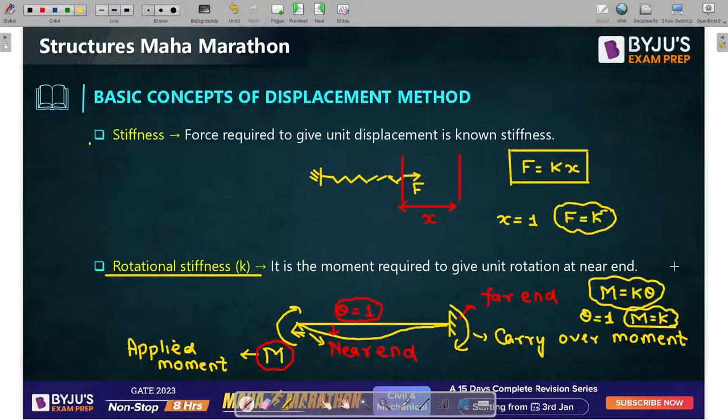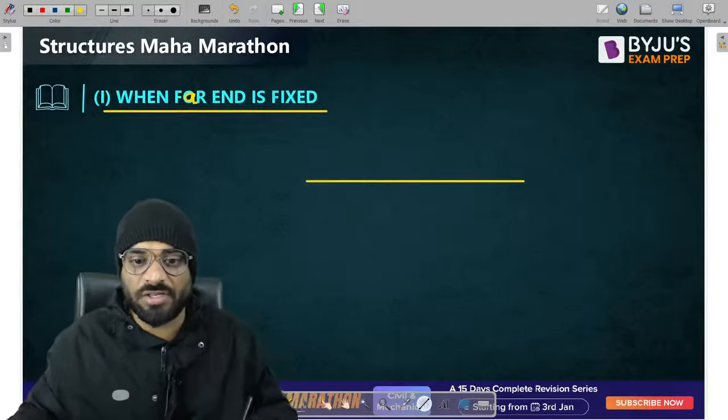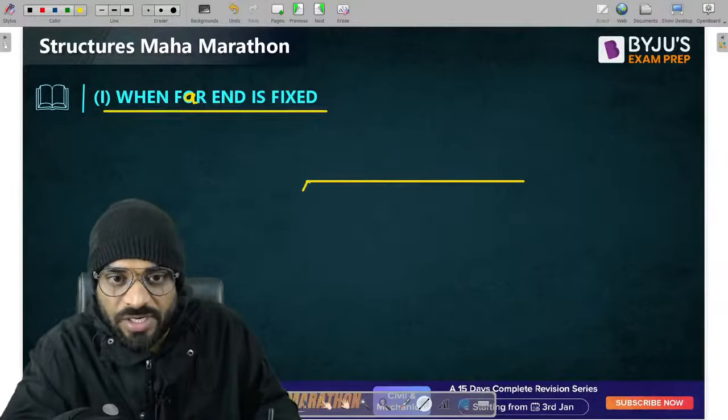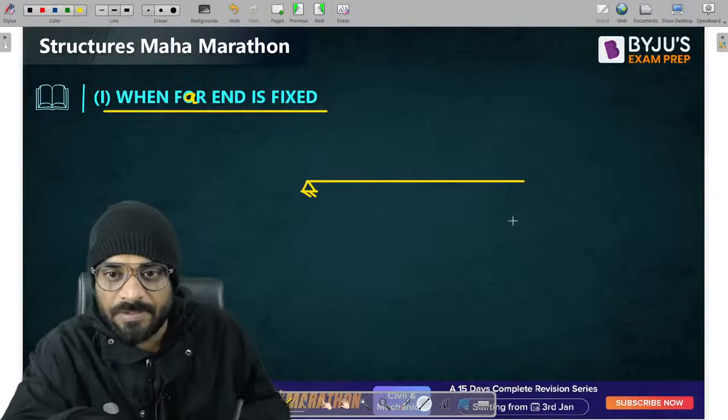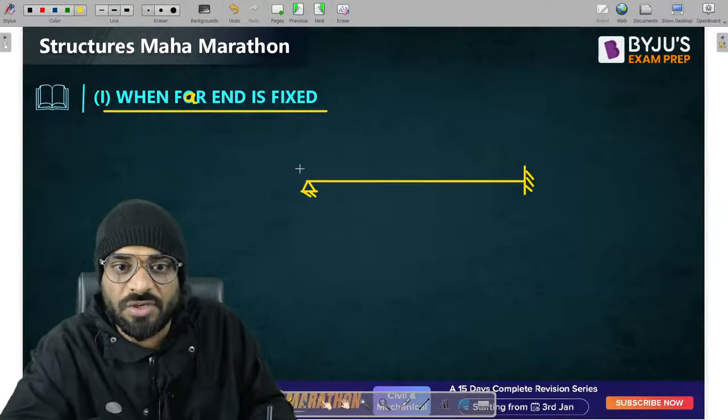Prashant, very good. Now guys, let's understand what are the values which we have to remember as per our examination. Let us suppose if far end is fixed. Now you know what is far end, what is near end. Please write down quickly what the values are. I'm also writing. This is hinge. This is fixed. If far end is fixed, then what should be the rotational stiffness?